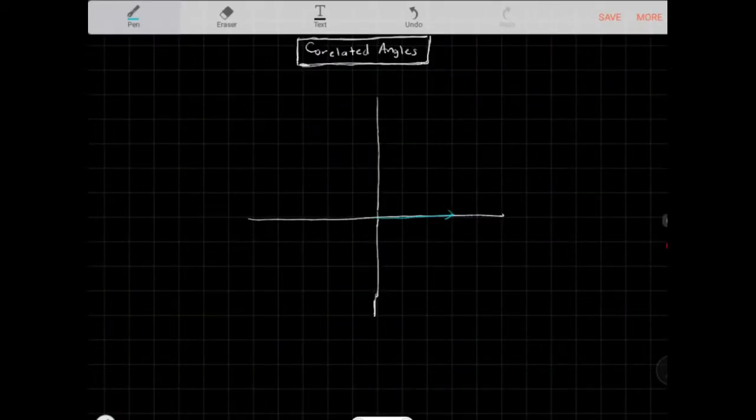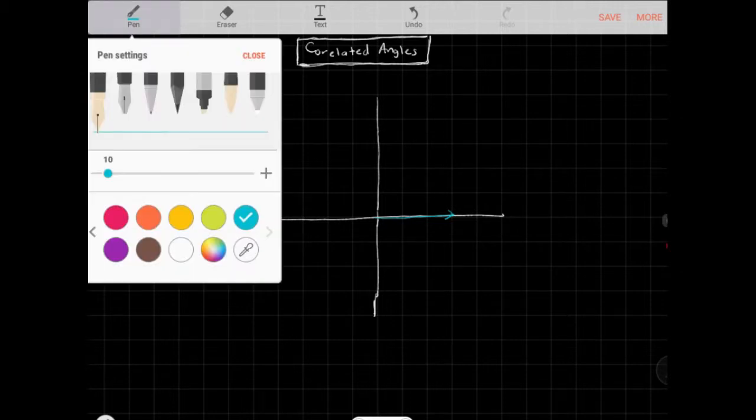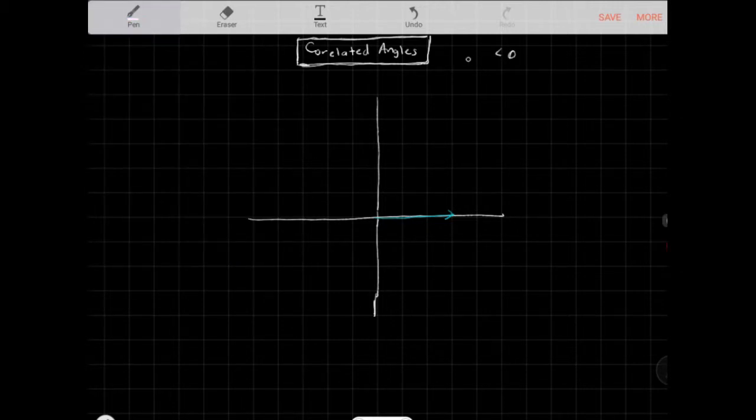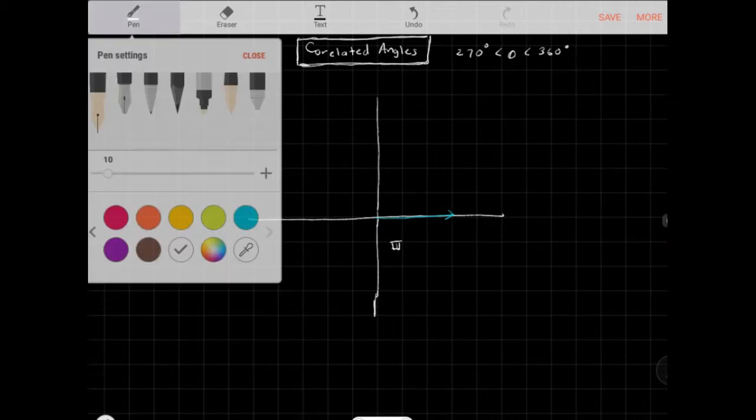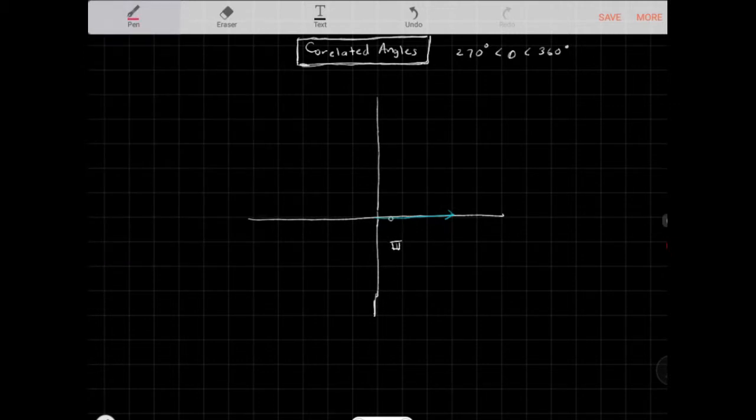Alright, continuing on with our discussion of correlated angles, let's take a look at an angle value where theta is greater than 270 degrees and less than 360 degrees, so it's going to be in the fourth quadrant. And let's say that the terminal arm is located out here this time. Okay, so this is the terminal arm, right? And this has a radius of r if you do a full circle. And the point of this terminal arm will now be positive x and negative y, right?